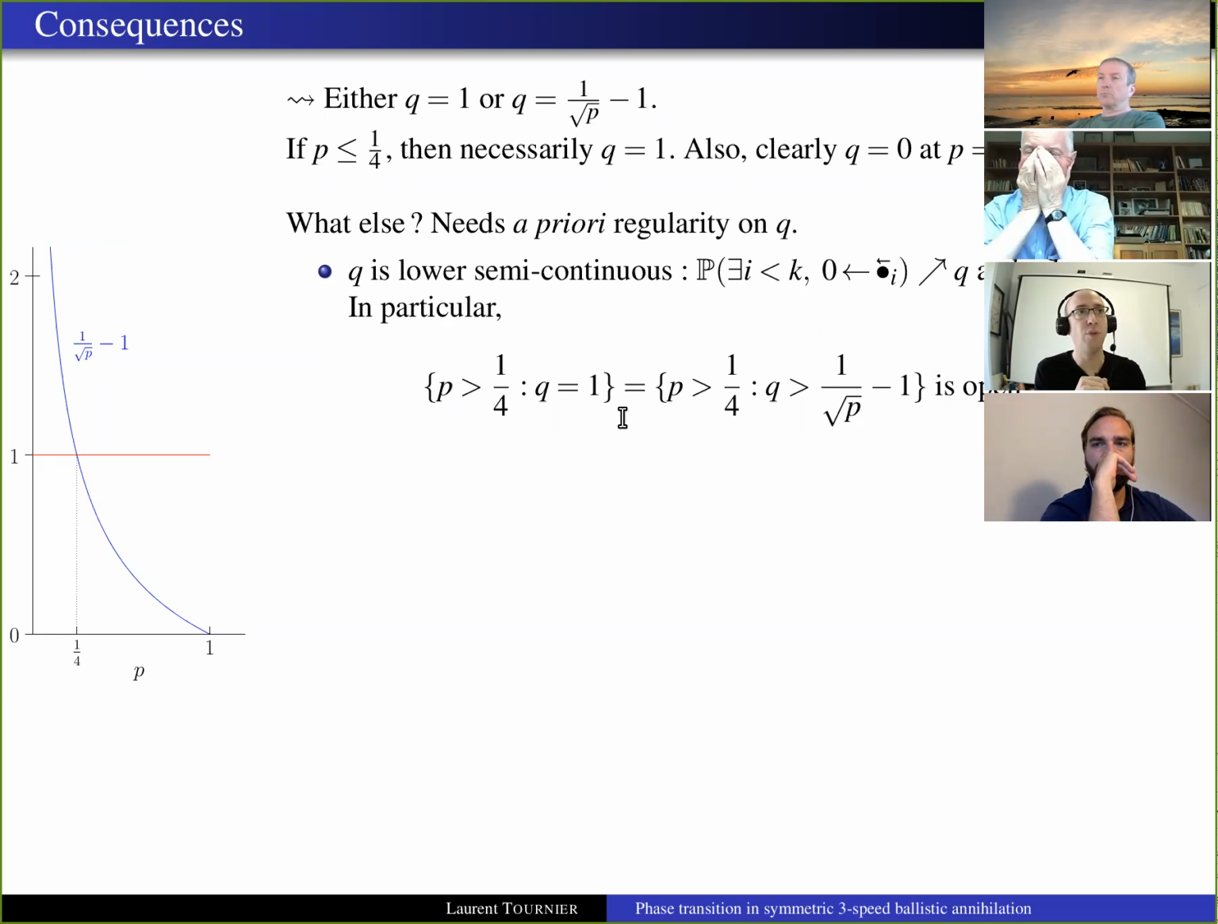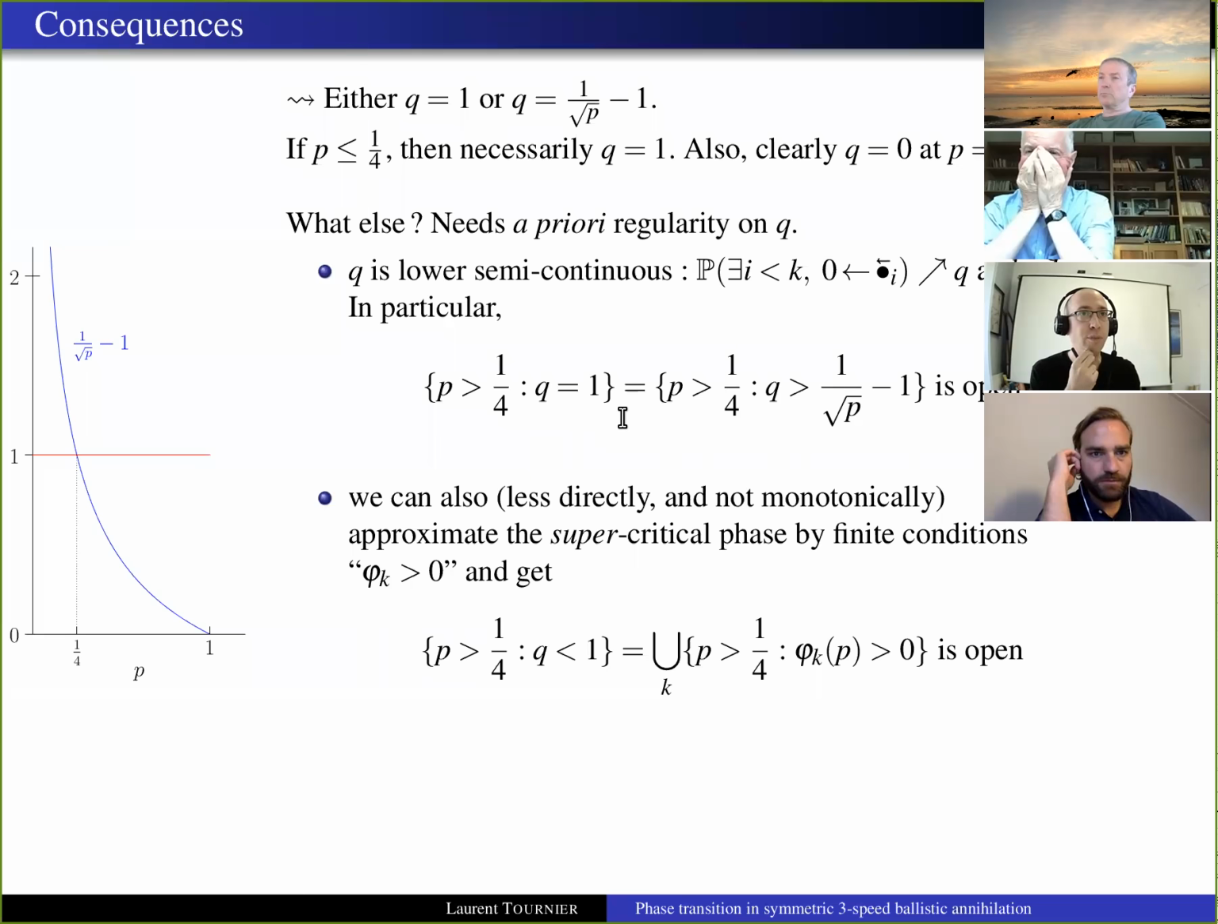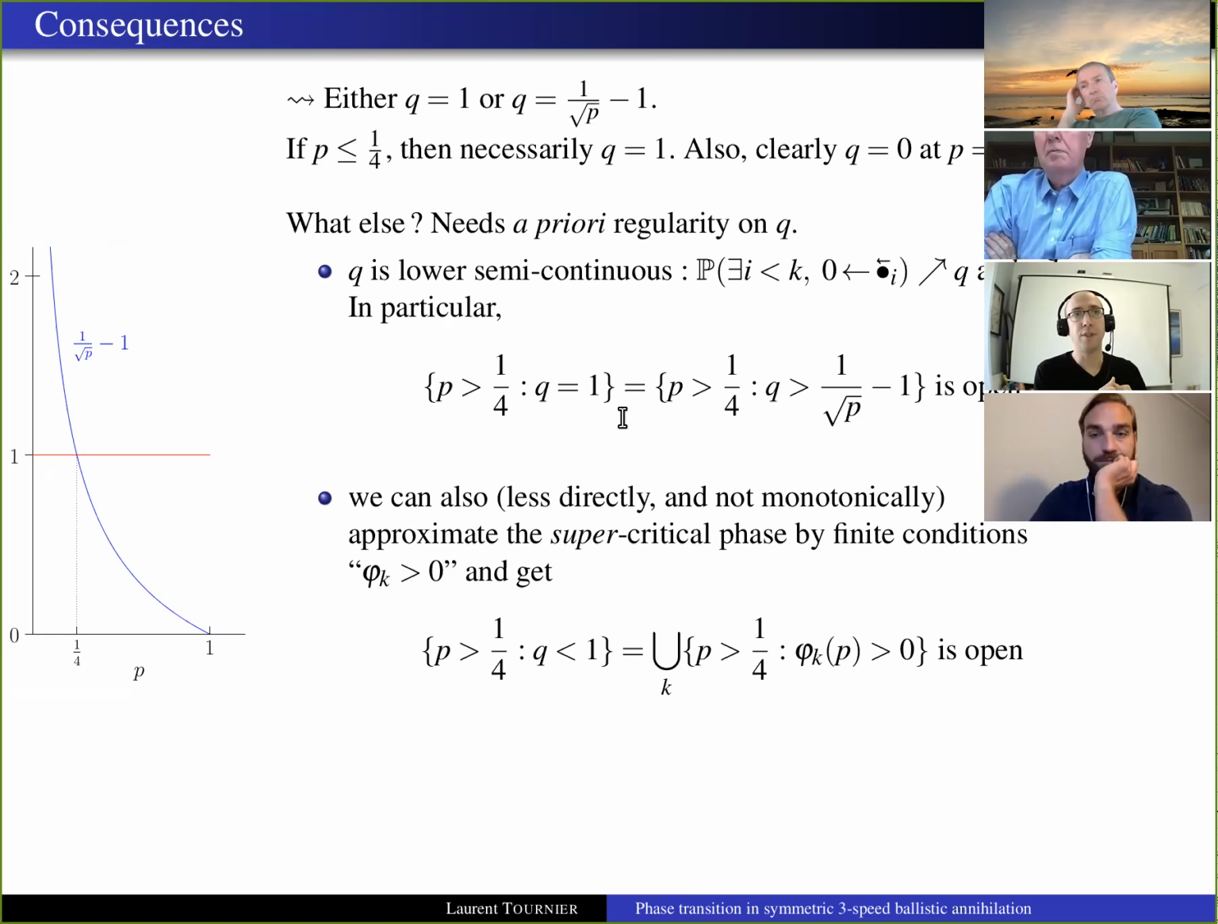For instance, if you want to get that it's equal to the empty set. And this part is a bit more tricky, but you can also have a similar scheme to approximate the supercritical phase by finite condition. I mean, having a condition that depends only on a finite number of sites, that would imply that 0 is not hit. We can actually find a sequence of simpler models such that if 0 is not hit in the simpler model, it's neither hit in the actual model. And for the simpler models, you can have explicit conditions that are continuous.